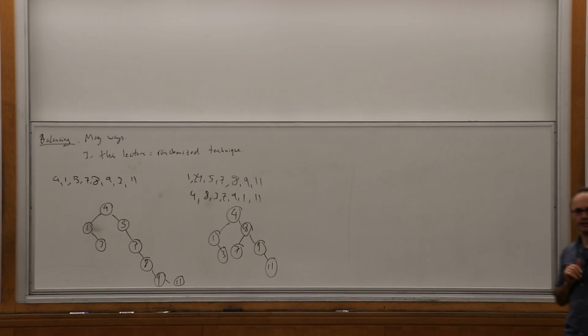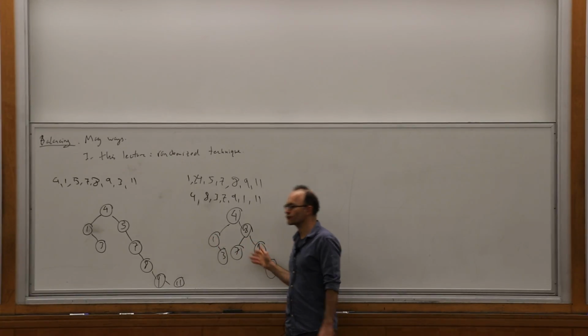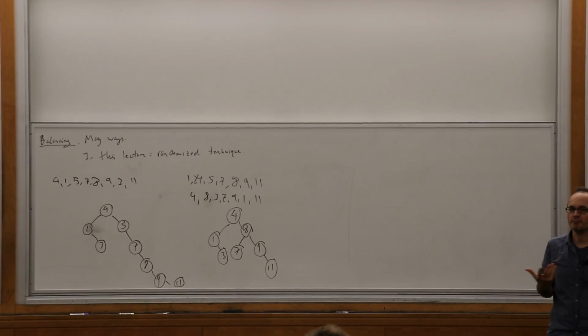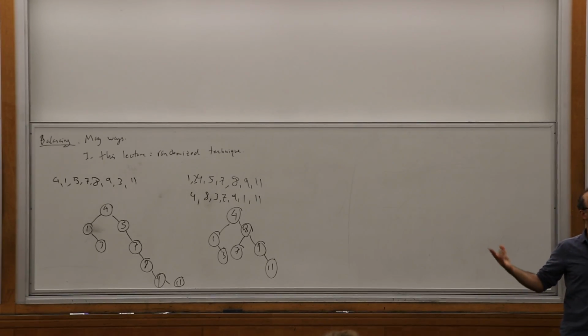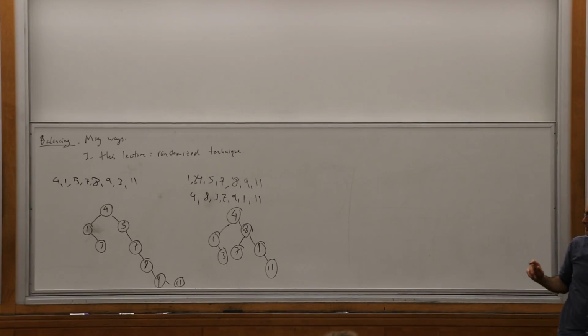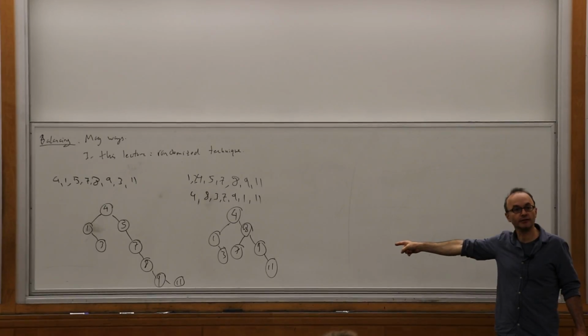It's almost perfectly balanced. So between these 2 extremes, if I pick a uniformly random permutation, which one will the tree be close to, do you think? With high probability, is it likely to look like that, or is it likely to look like this?